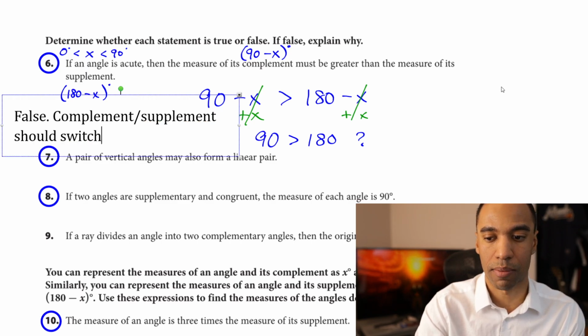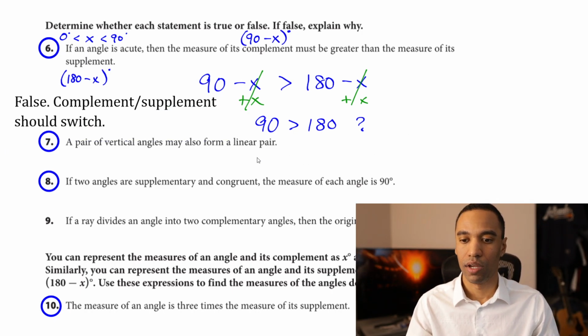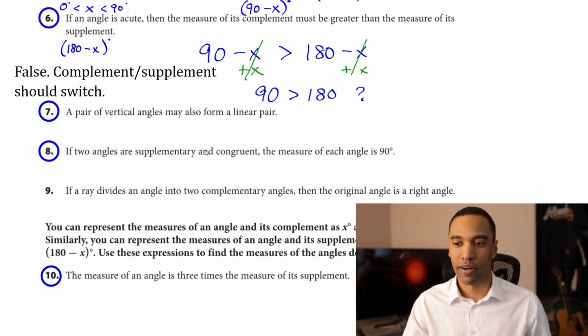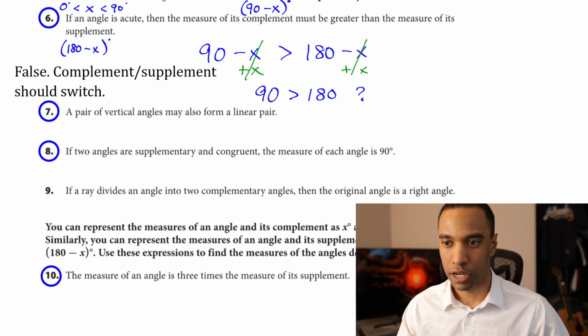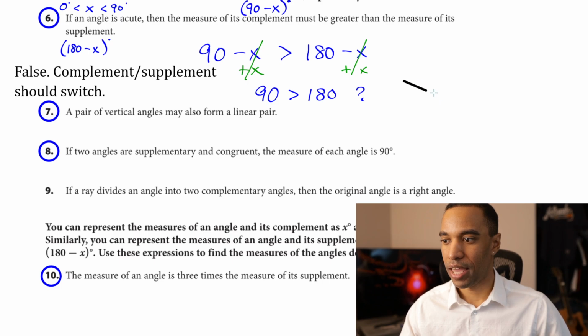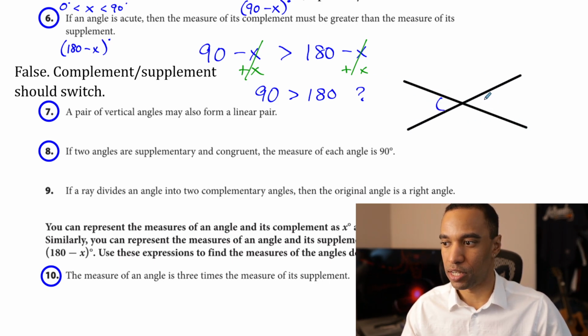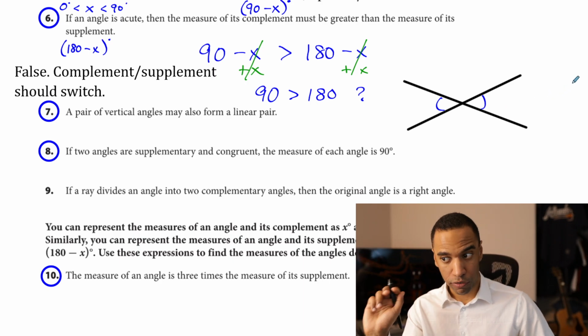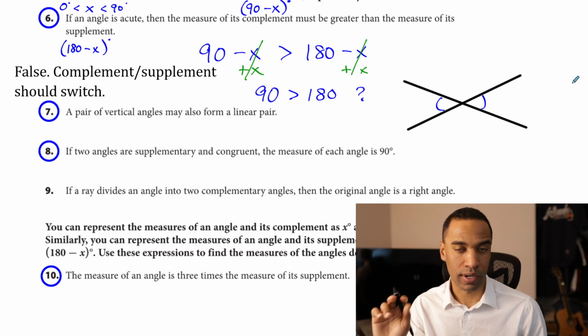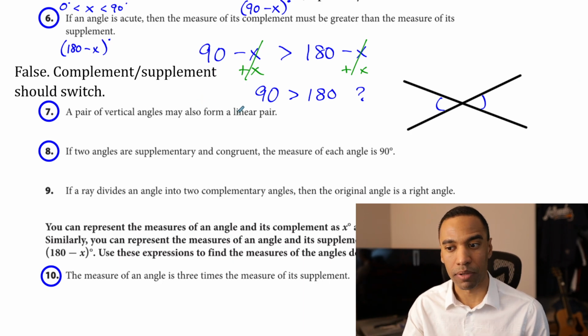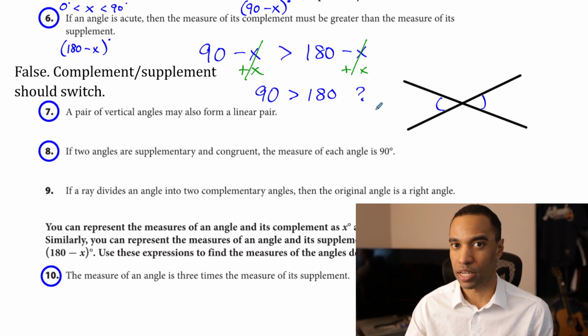If you wanted to make it a true statement, they should switch. Okay, number 7. A pair of vertical angles may also form a linear pair. Well, a pair of vertical angles, by definition, means that when two lines are drawn, we're looking at the angles opposite each other. It's possible for a pair of vertical angles to add to 180 degrees, but they're not saying supplementary. They're saying form a linear pair.